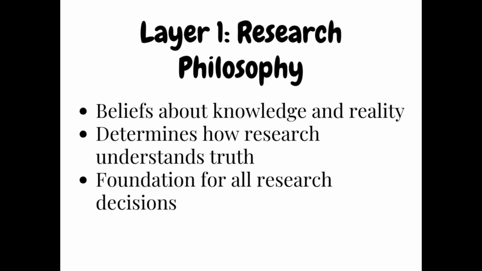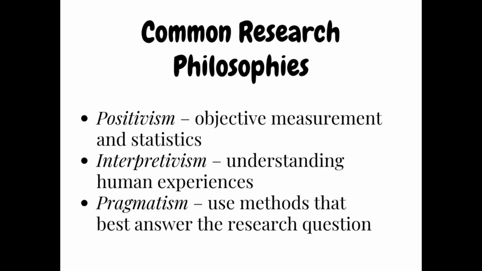Now let's look at the first layer. The outermost layer of the research onion is research philosophy. Research philosophy refers to your beliefs about knowledge and reality. In simple terms, it answers this question: how do we know something is true? There are three common philosophies in research. The first is positivism. Positivism assumes that reality can be measured objectively. Researchers collect numerical data and use statistics to test hypotheses. Large surveys, experiments, and statistical analysis often follow this philosophy.